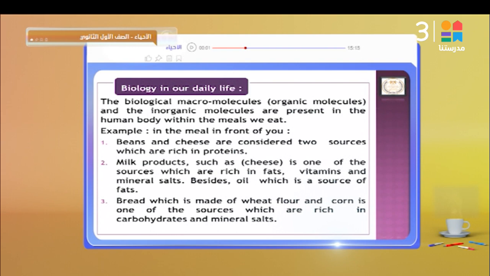Glucose is essential for life. Why? Because it oxidizes inside the cells, producing a large amount of energy that is stored in the form of ATP molecules. Okay?